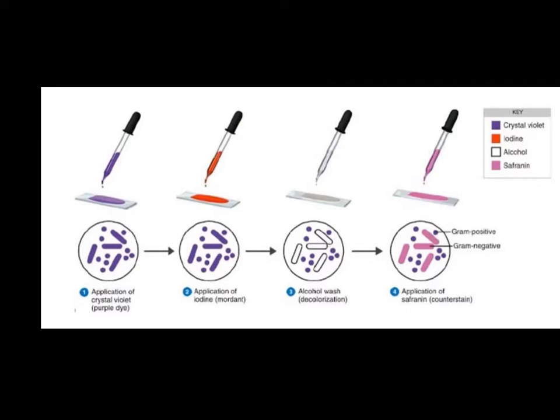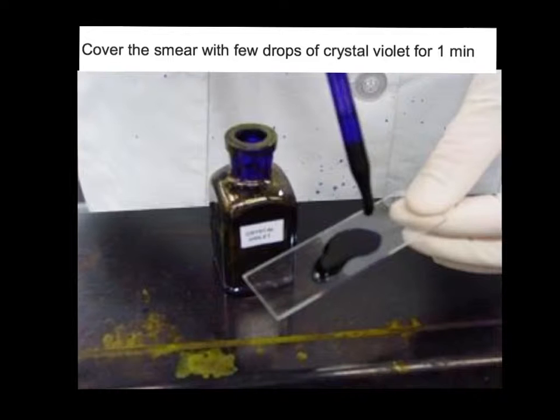We will be adding the various stains in the following order. We will first be adding crystal violet. This is our primary stain, followed by iodine as our mordant, followed by our alcohol, our ethanol, as our decolorizer, and then finally as our counterstain, we will be using safranin. So step one in our gram stain, after we have heat fixed our bacteria, we will saturate.